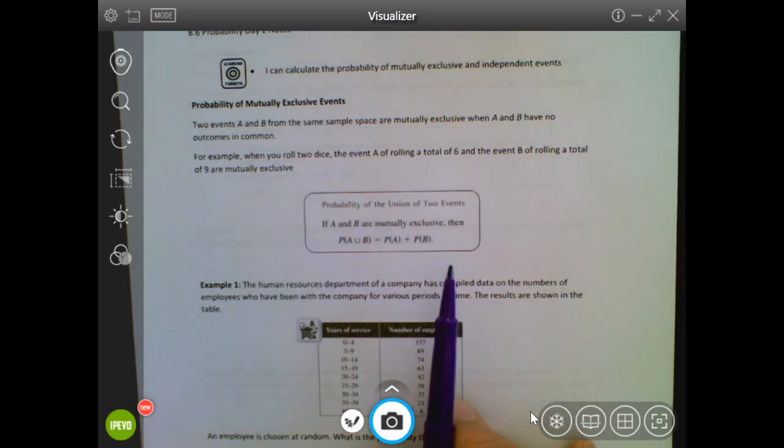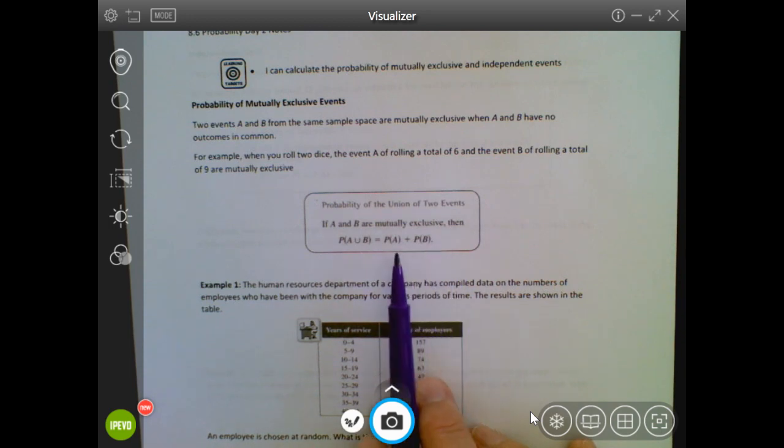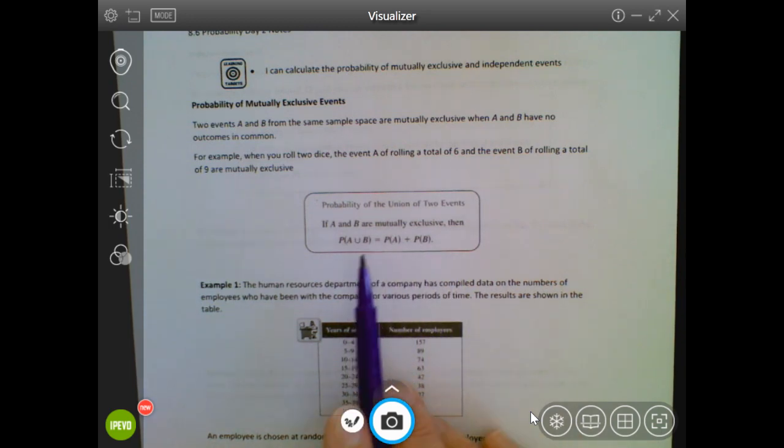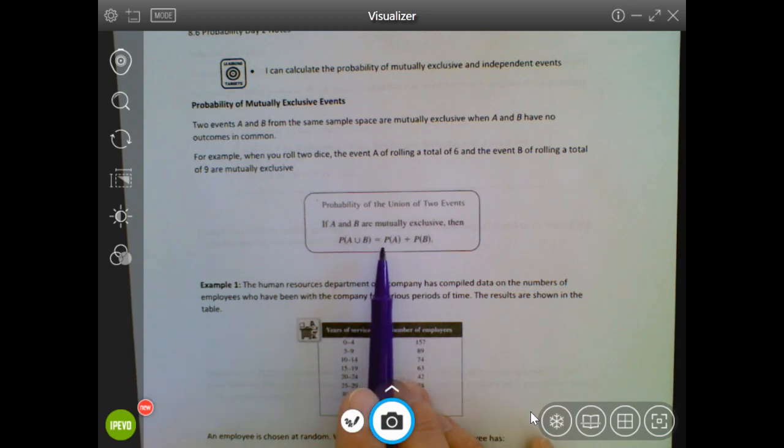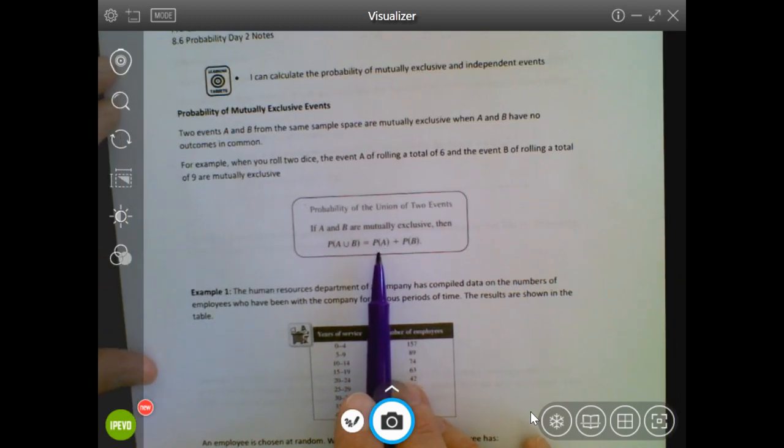So when we have this mutually exclusive event, and you'll notice this symbol here, you can use something that's called a union. So the probability of the union of A and B is going to be equal to the probability of whatever we calculate for event A plus the probability of whatever we calculate for event B.